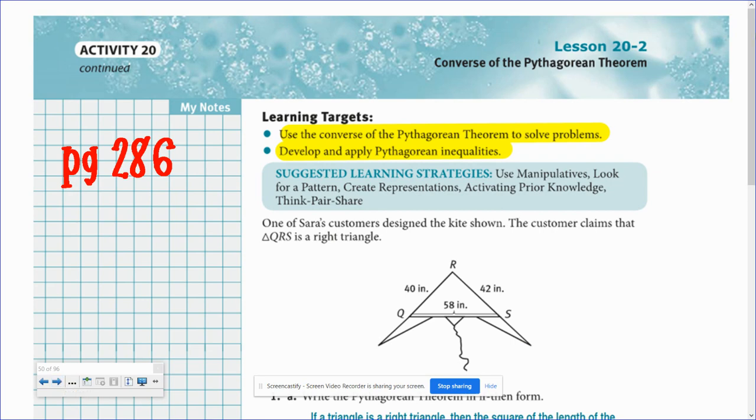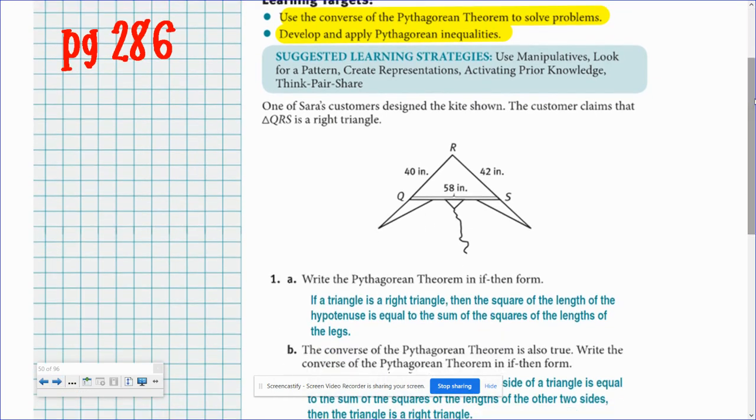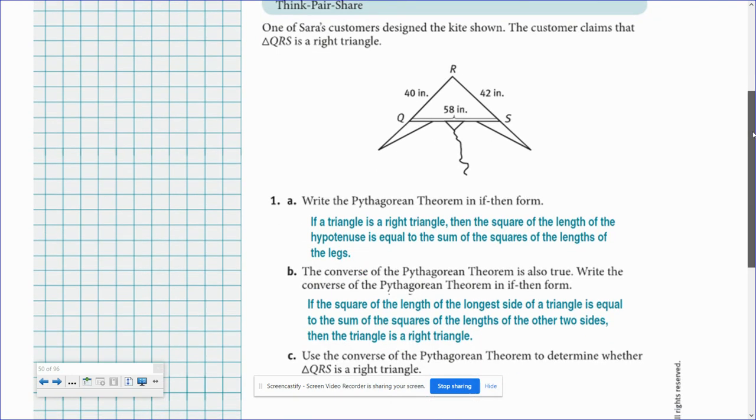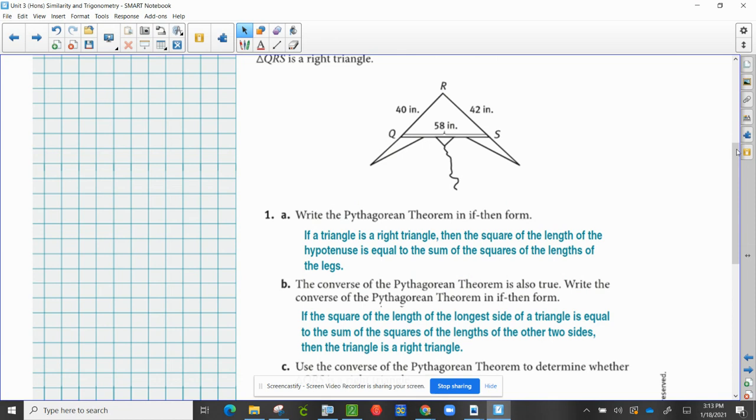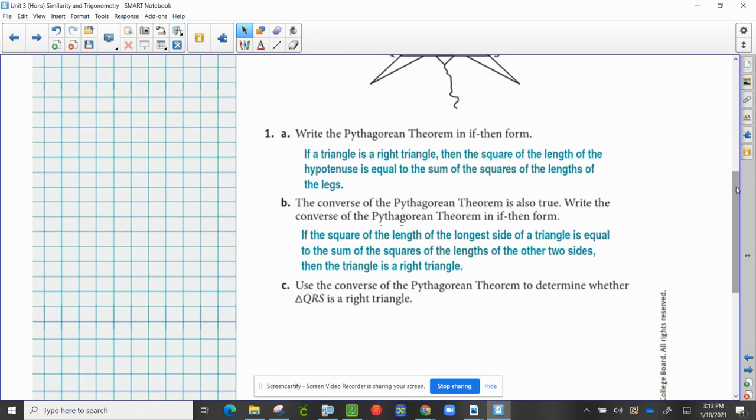Okay. So we're looking at this picture here. It says one of Sarah's customers designed the kite shown. The customer claims that triangle QRS is a right triangle. So in the previous lesson, we talked about the Pythagorean theorem. The Pythagorean theorem says if a triangle is a right triangle, then the square of the length of the hypotenuse is equal to the sum of the squares of the lengths of each leg.